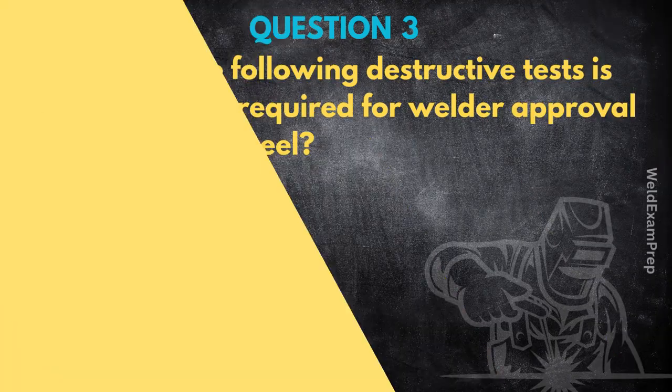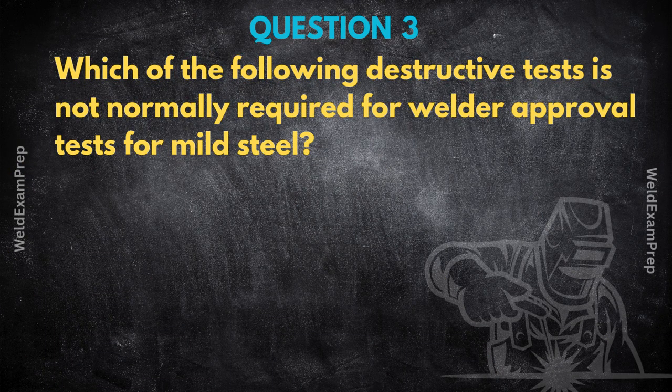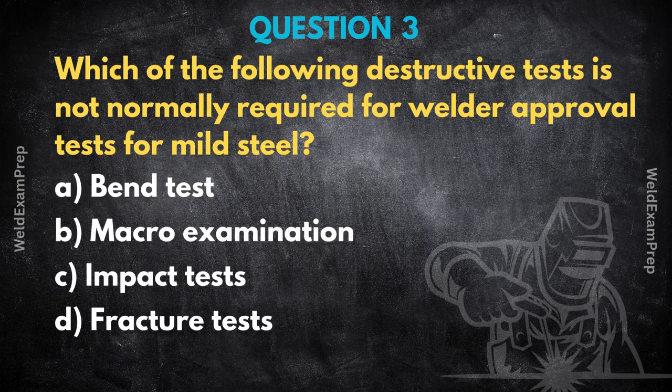So let's look at a really common material. The question asks, which of the following destructive tests is not normally required for welder approval tests for mild steel? Okay. Your options are A, bend test, B, macro examination, C, impact tests, or D, fracture tests. For a standard welder approval on mild steel, the one test that you typically would not do is C, impact tests. Now, that seems a bit odd to me.